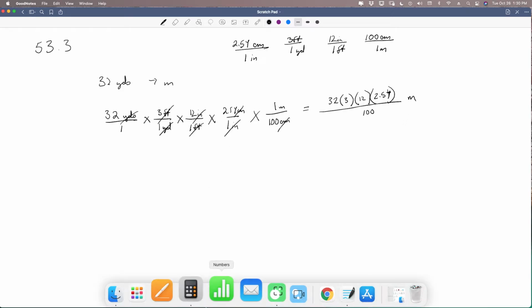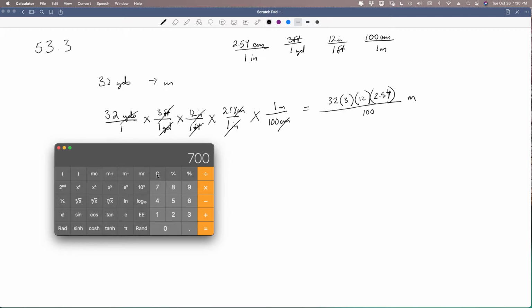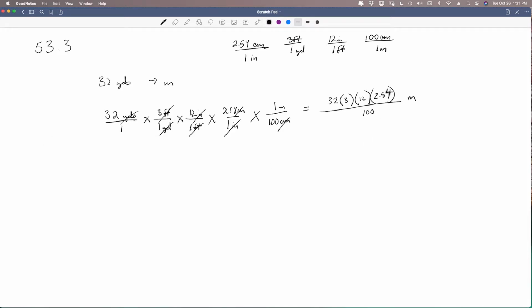So now we bring up our calculator and we say 32 times 3 times 12 times 2.54 equals, divided by 100, that's going to be 29.2608. And you don't have to go this far. You can just turn this in. This will be the answer that I look for most of the time.